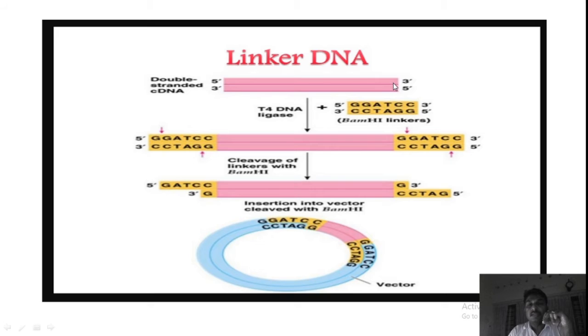This is the gene of interest, and this is the vector in which you want to introduce this particular piece of DNA. But the problem is that this vector has a limited choice of restriction sites within it. Suppose it has only two restriction sites, for example EcoR1 and BamH1, then you have to excise the DNA or gene of interest with either of these restriction enzymes.